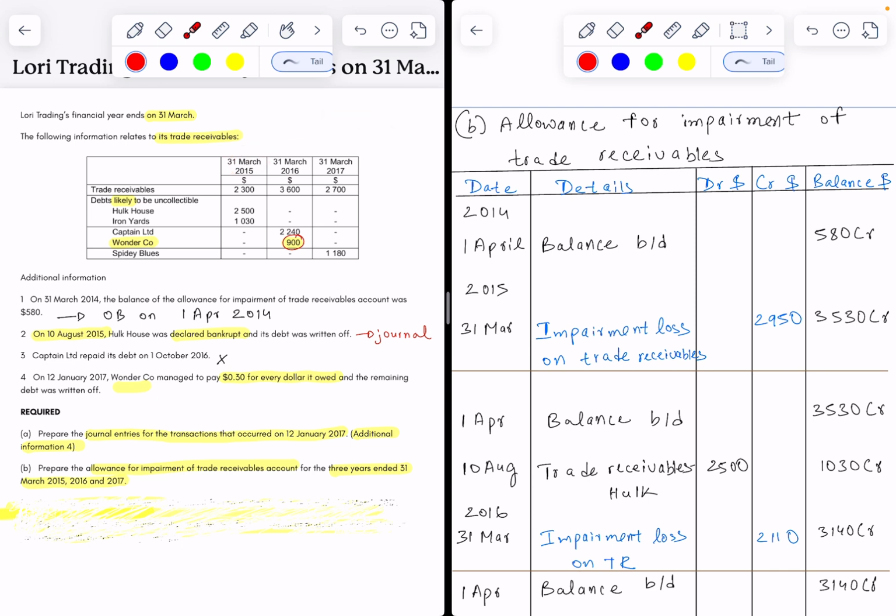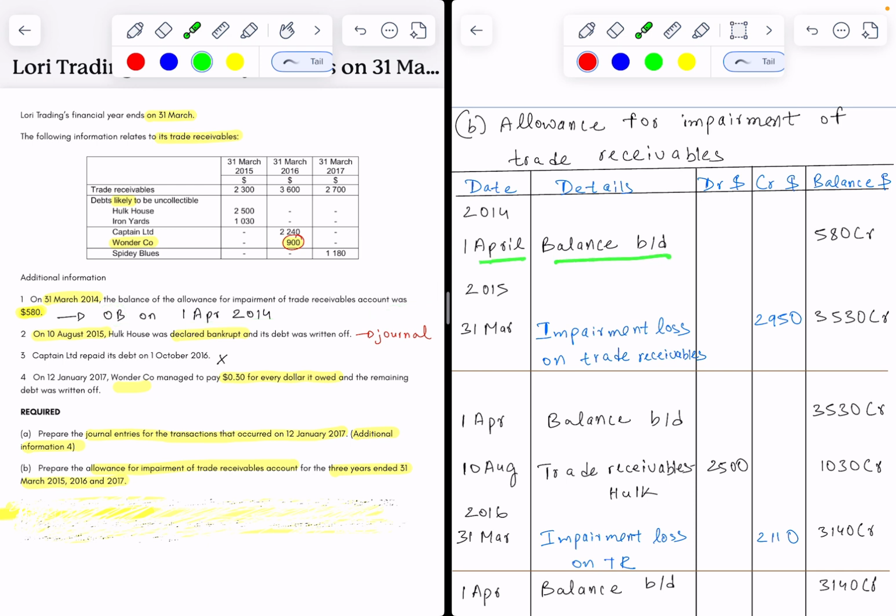Okay, so on 1 April 2014, we are starting with an opening balance, which is the balance brought down of $580 credit. Where did we get this from? If you read additional information number 1, on 31st March 2014, the balance of the allowance for impairment of trade receivables account was $580. Now this ending balance at 31 March 2014 gets carried forward as the opening balance on 1 April 2014, which is basically the starting point of our ledger account.